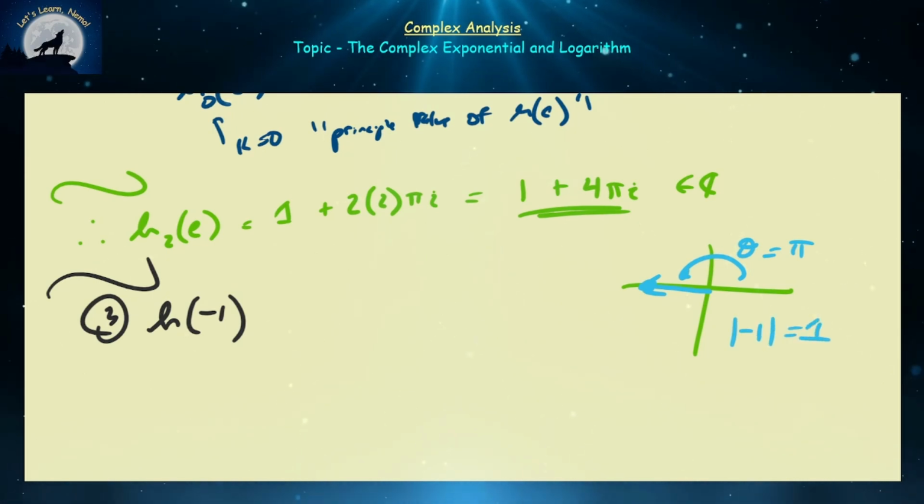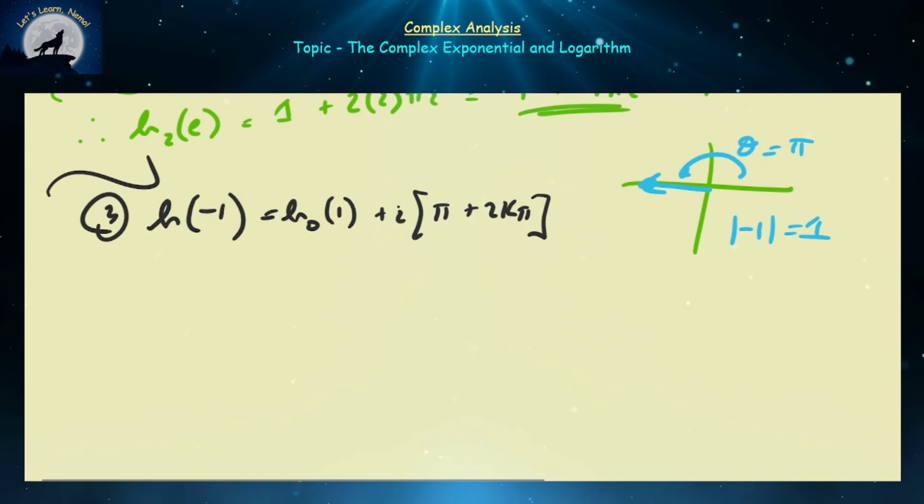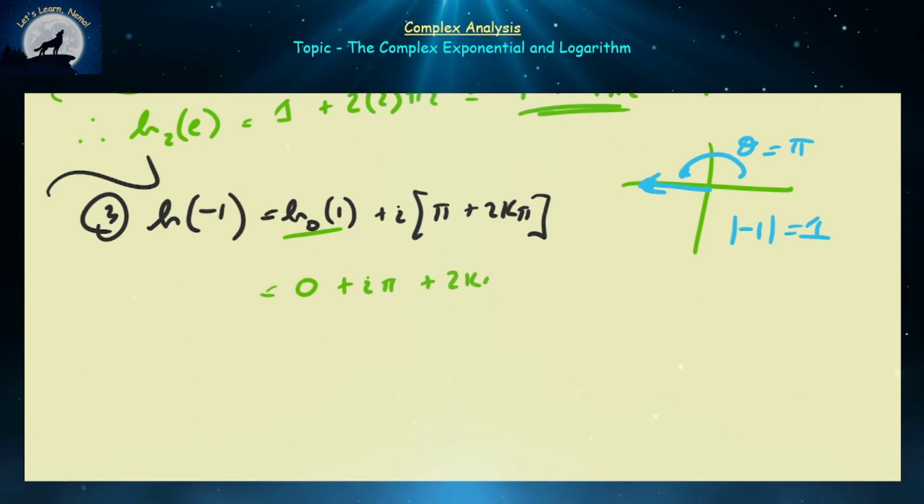So by definition, this is going to be equal to the principal branch value of the natural log of its norm plus i times its argument plus 2k pi. And then once we have this, we already know that the principal branch value of the natural log of 1 is just going to be equal to 0. So we have 0 plus i pi plus 2k pi i. And that is going to be the natural log of minus 1.